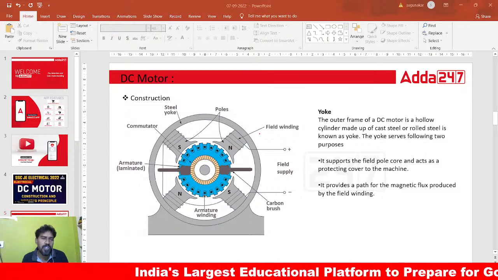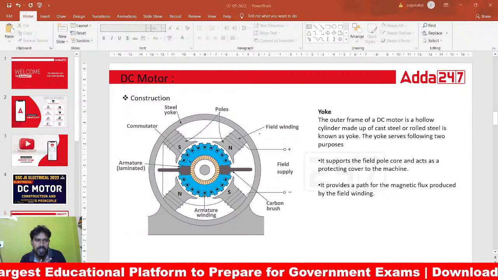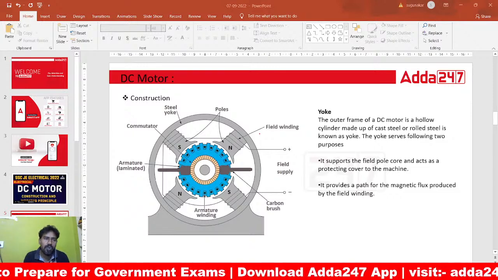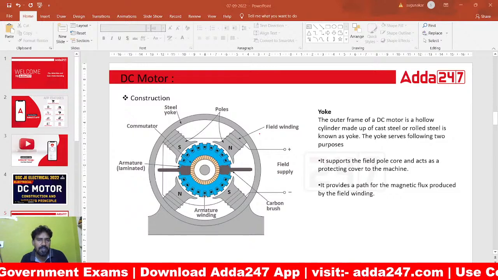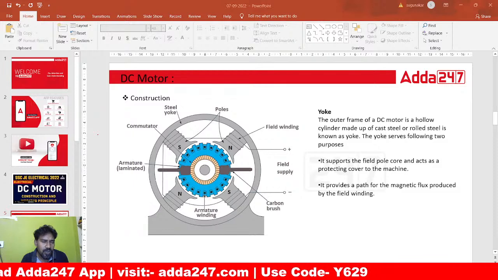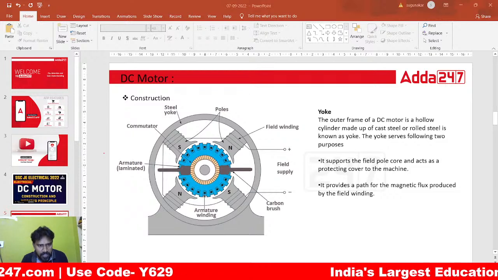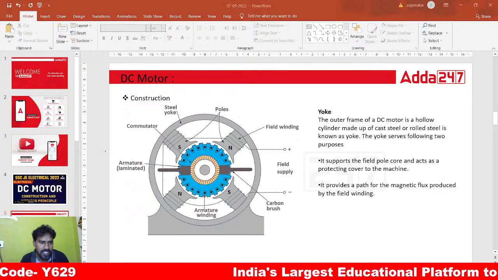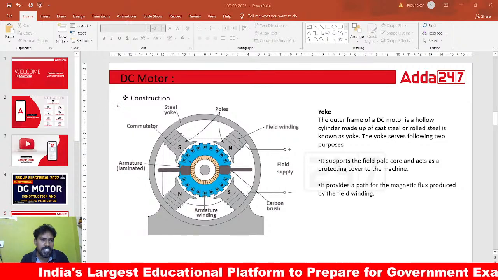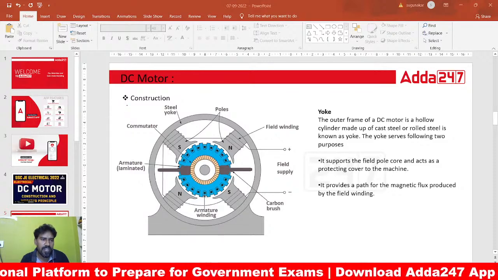The flux is produced in the field winding, so that is linking with the poles. The interaction of that flux is linking with the poles, and these poles are nearby the armature winding. Where is this armature winding? It is accommodated in the armature slots. So these are the slots here, this is the black color. This is the slot, and this is the winding. The empty place is the slot, and we are accommodating this armature winding in this slot.